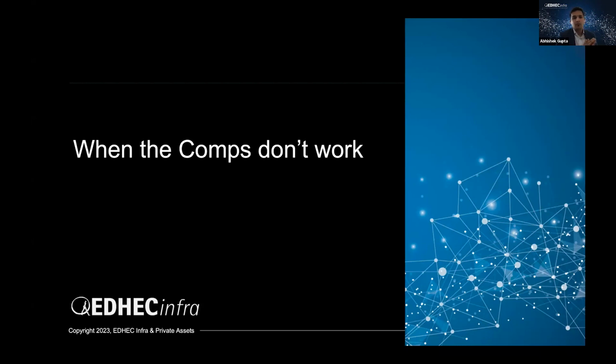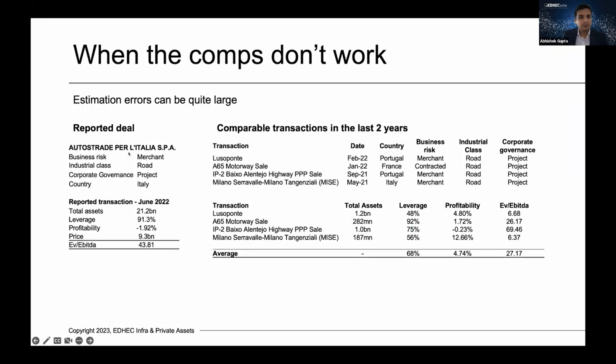This is the first example that we wanted to show you: if you just look at some of the recent transactions in infrastructure to value your asset, to compare your asset's worth, it's going to be a very challenging task. For this purpose, we have taken a reported transaction from last year. It's an Italian road with a merchant business risk. In the left table, I have some financials for this road. Total assets 21 billion, so it's a very large road, very highly levered, with negative profitability. And we have a price and reported EV/EBITDA for this transaction. All of this comes from the reported data that we have collected.